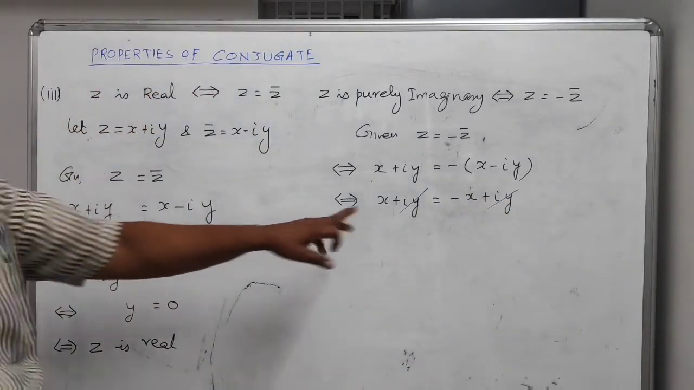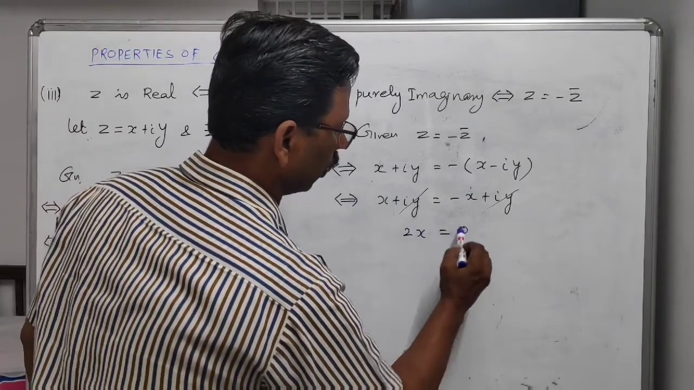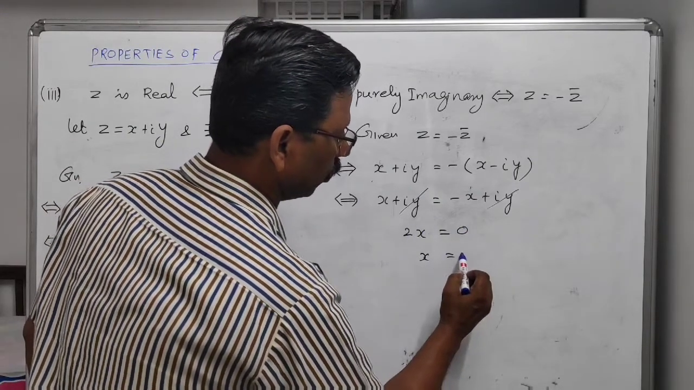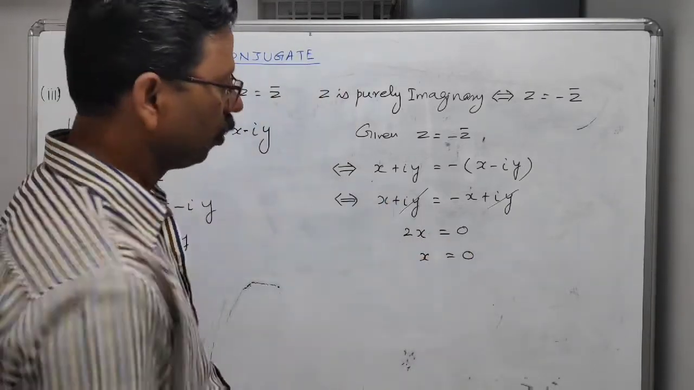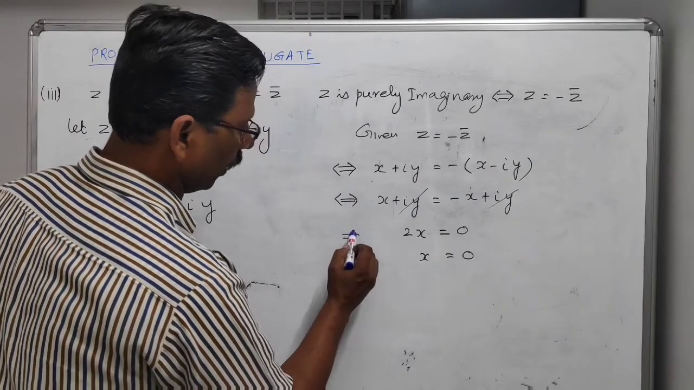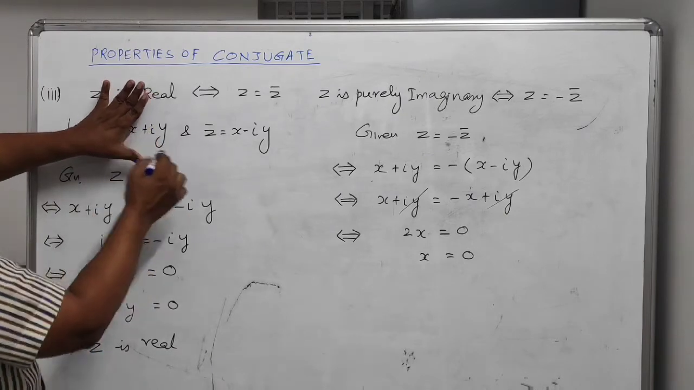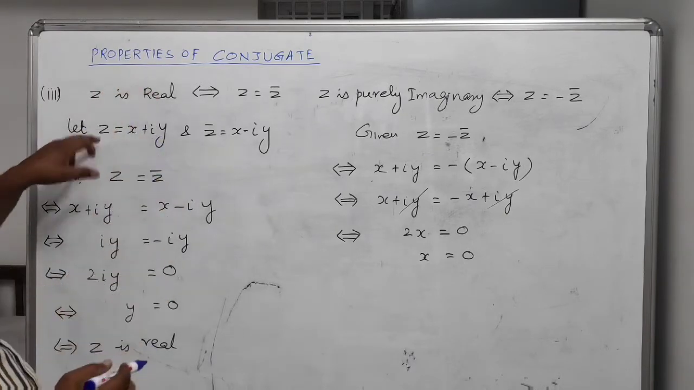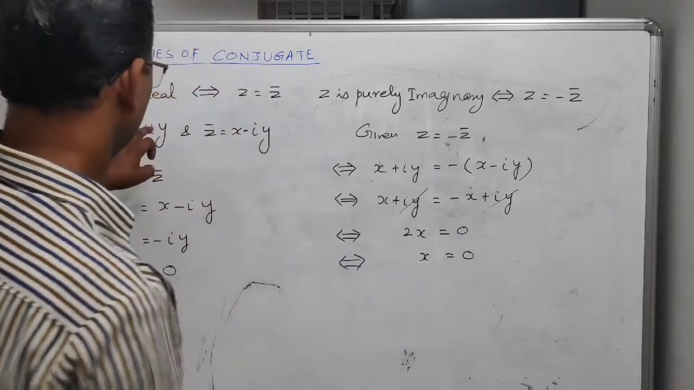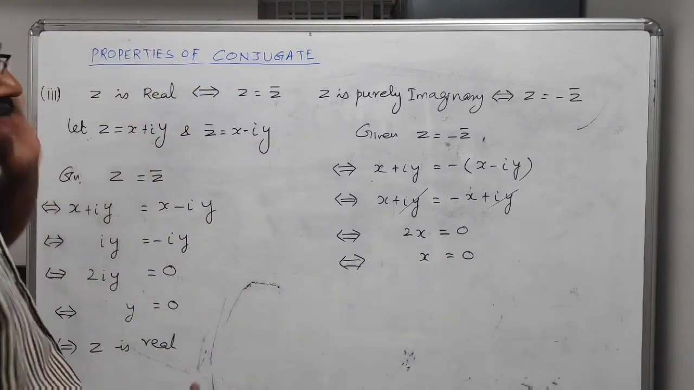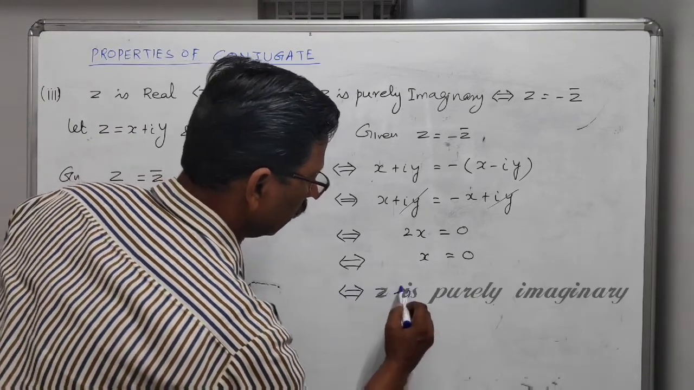Now you get minus x. If you bring this to the other side, we get 2x is equal to 0, which means x is equal to 0, because 2 is not equal to 0. You divide 0 by 2, you get x equal to 0. X equal to 0 means you get only the imaginary part. Hence it is purely imaginary. Therefore, whenever x equal to 0, this z is purely imaginary. Therefore, we can say if and only if z is purely imaginary.